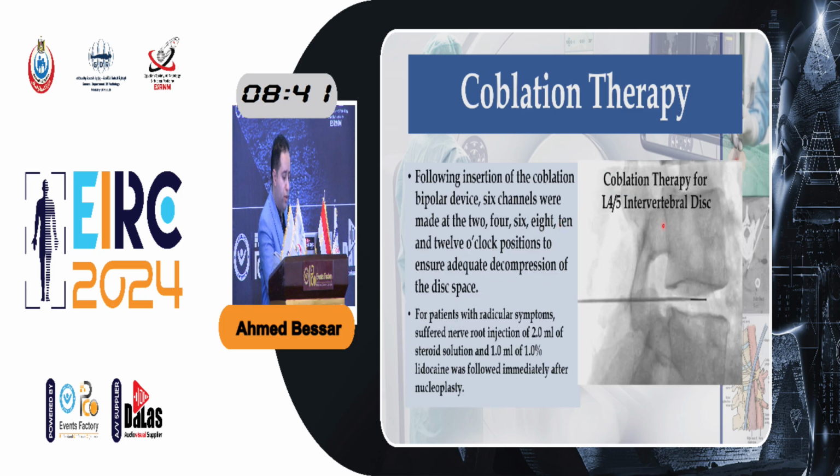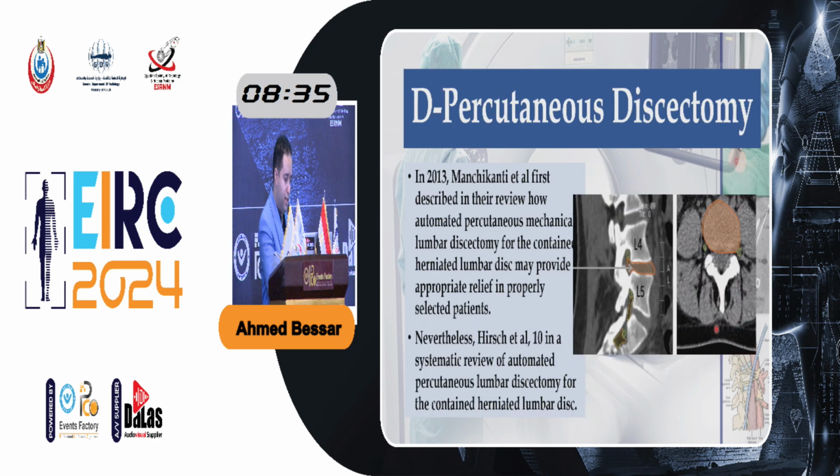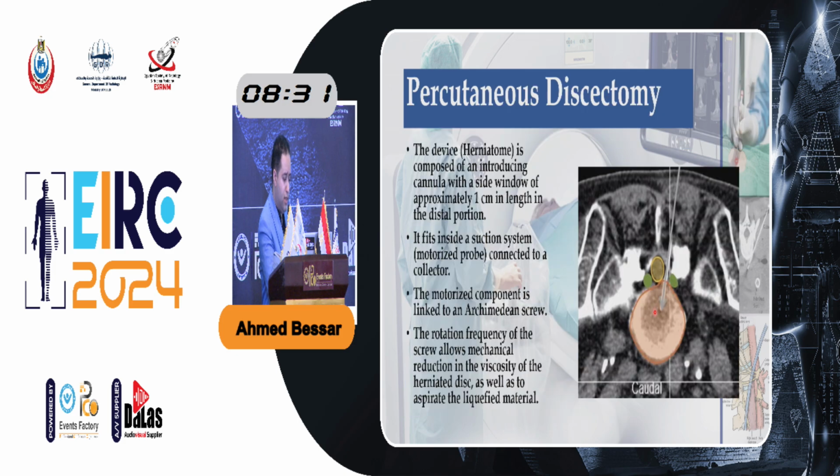And this is one of our cases of coblation therapy at the L4-5 intervertebral disc. The third technique is percutaneous discectomy. These are cases from our friend Dr. Nicola from Nice, who places the device, or herniotome, inside the interlaminar space, then performs hydrodissection to the neural canal and discectomy of this herniated disc.